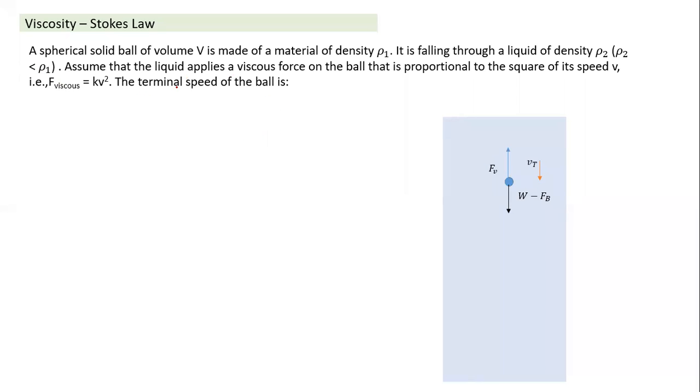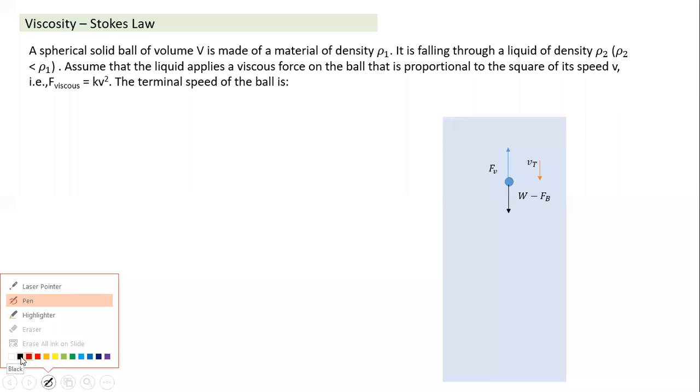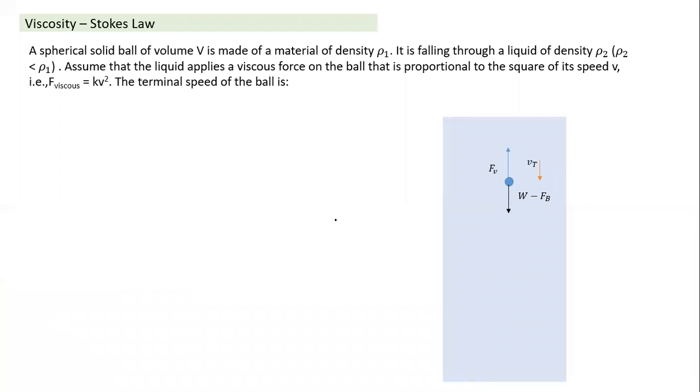So this only needs the concept of terminal speed. And what happens at terminal speed? At terminal speed, velocity remains constant, acceleration is zero, net force is equal to zero. So let me draw which forces will act. It has a downward velocity. Viscous force has to act in the upward direction. And net downward force is weight minus force of buoyancy. This is how it will look. Net force has to be zero.